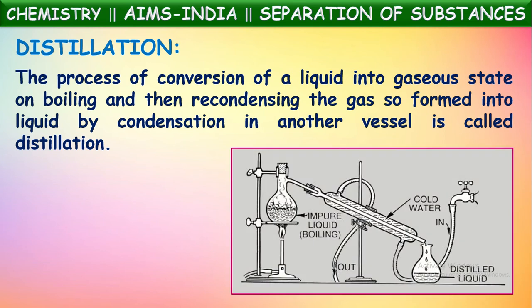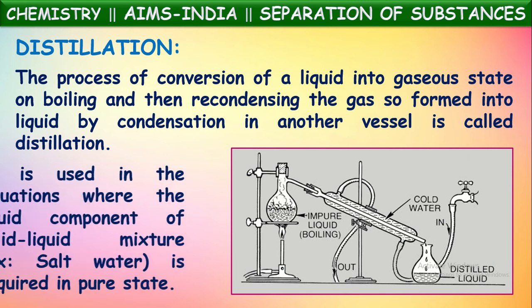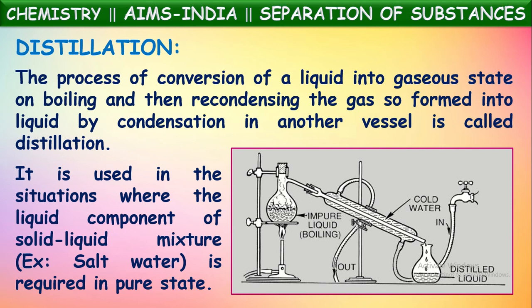Okay, this is the equipment which is generally used for the distillation process. It is used in situations where the liquid component of a solid-liquid mixture is required in pure state. Yes, in the evaporation technique, we get back only the solid substance. We won't get the liquid component. But distillation can be used for the separation of mixtures in which both the solid and liquid components can be collected back.